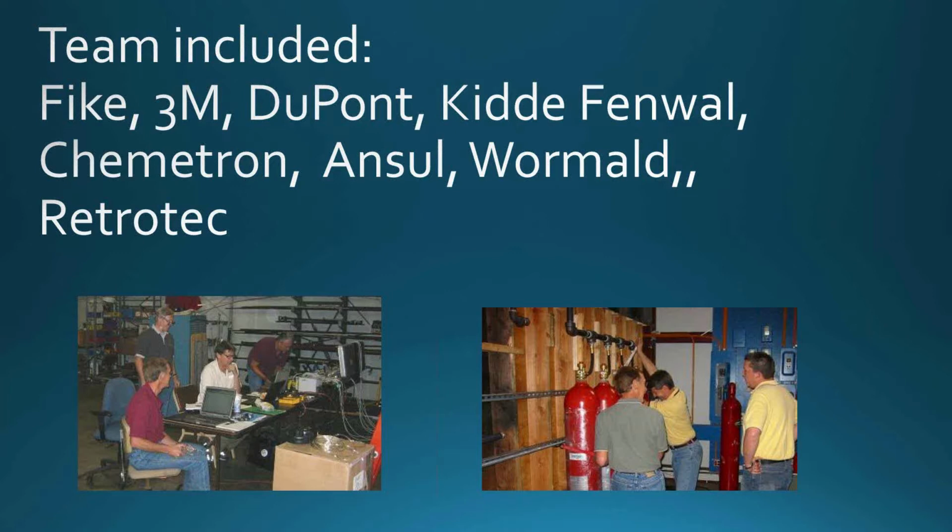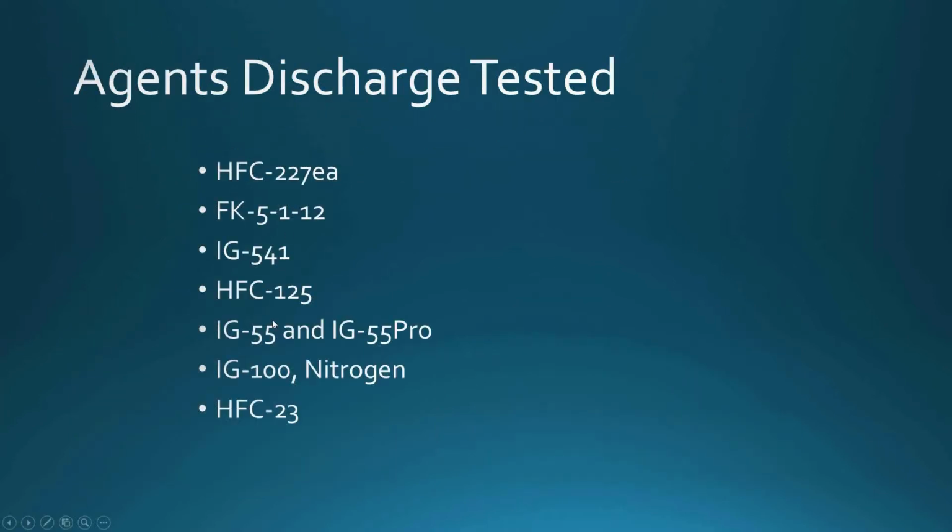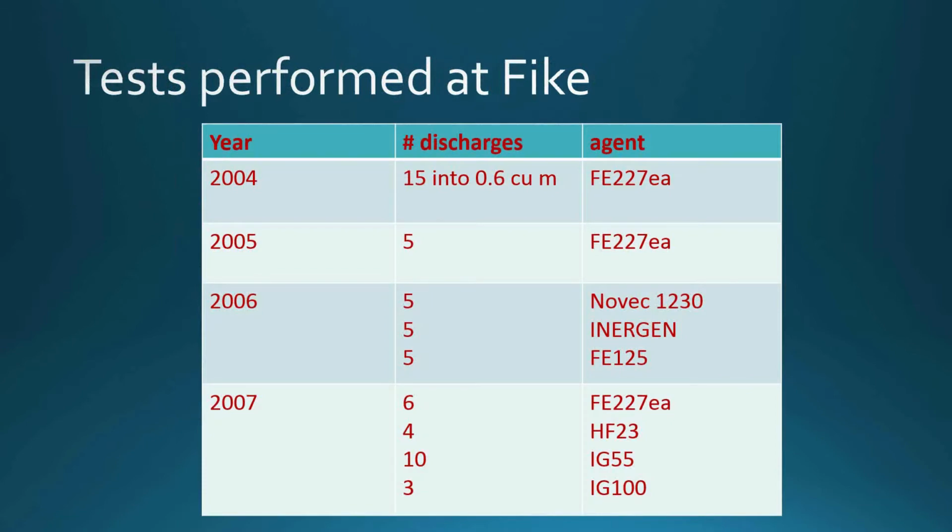The original purpose of the project was to get a more accurate idea of what peak pressures were under test conditions, and moreover to accurately compare the peak pressure values that we were getting with the door fan measurement of enclosure leakage. These are the different agents that were discharged. As you can see, pretty much all of the major agents that are being used. And these are the different years that the testing occurred and the number of discharges that took place.